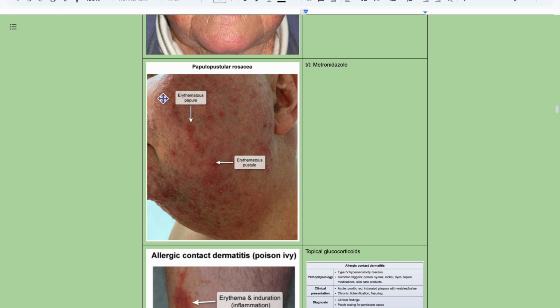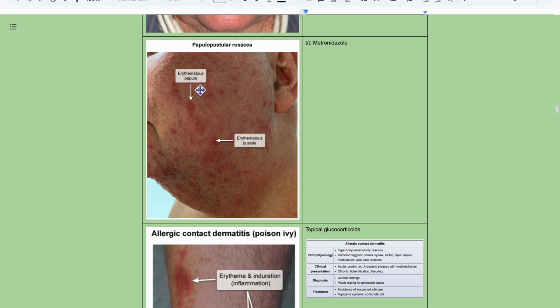Papulopustular rosacea. Erythematous papule, erythematous pustule. So you get a pustule and a papule: one that has pus, one that doesn't. Treatment here is metronidazole.